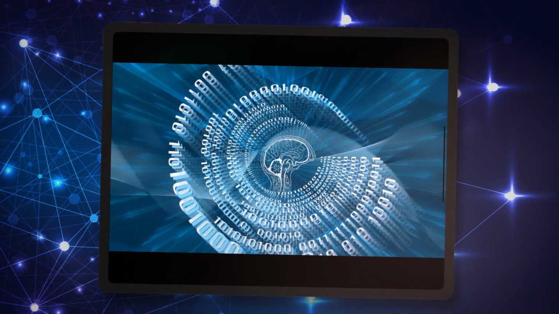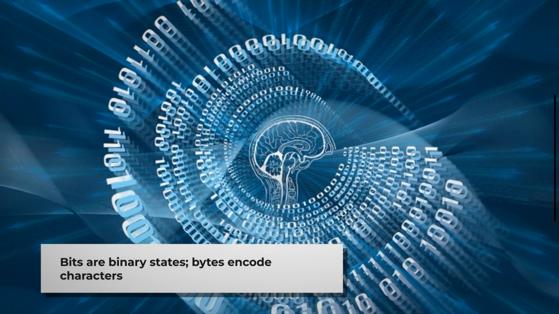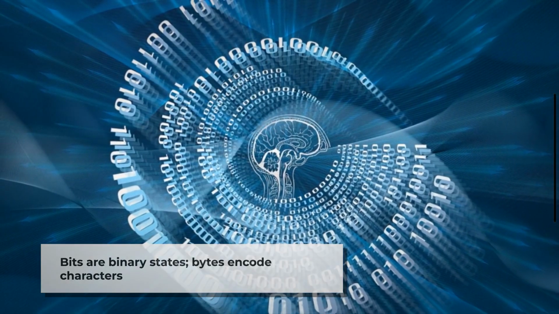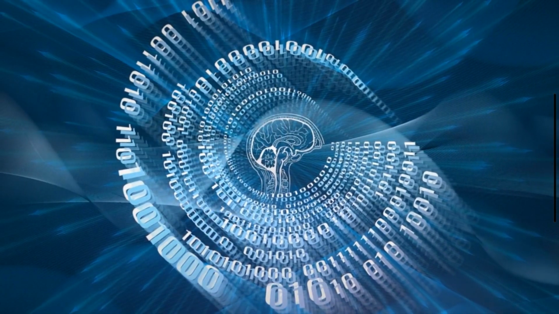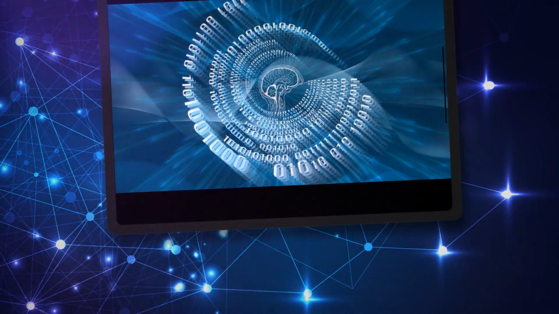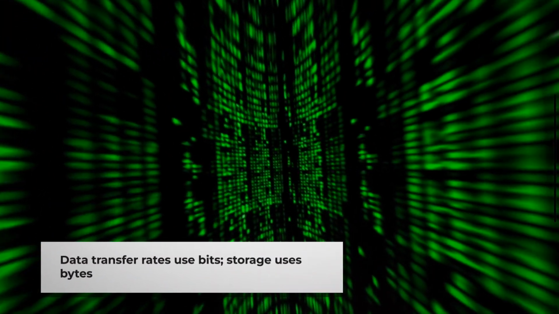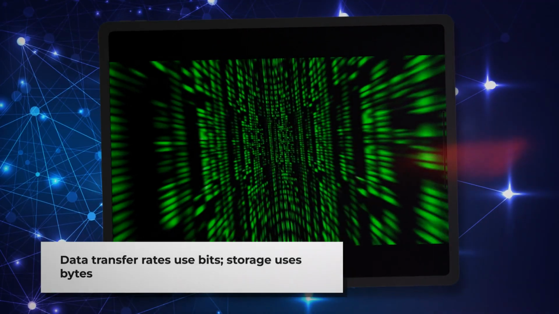Bits serve as the atomic units of digital information, representing individual binary states, while bytes function as practical containers of 8 bits, suitable for encoding characters and measuring storage. Understanding this fundamental difference clarifies how computers quantify data transfer rates in bits and storage capacity in bytes.